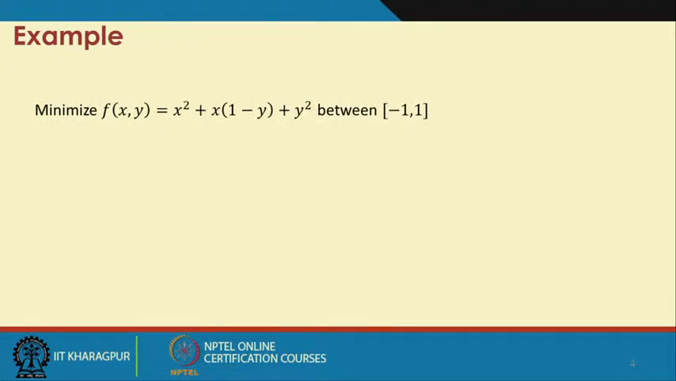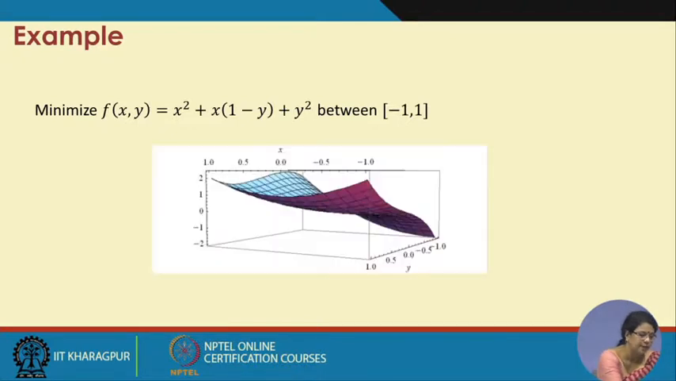Now, for this, I have taken one example. We are trying to minimize f(x, y) = x squared + x(1 - y) + y squared, and we need to find the minimum value within the range -1 to 1.